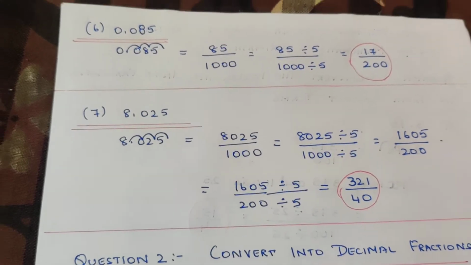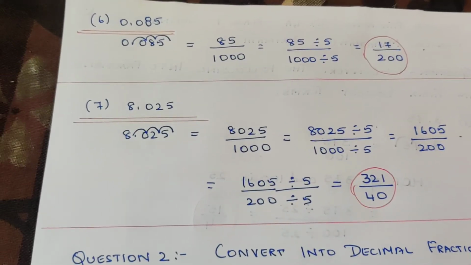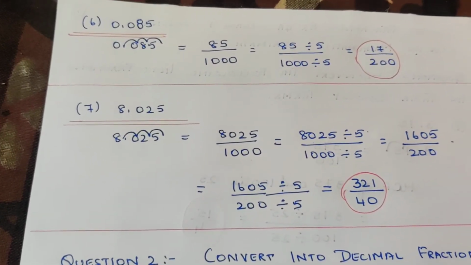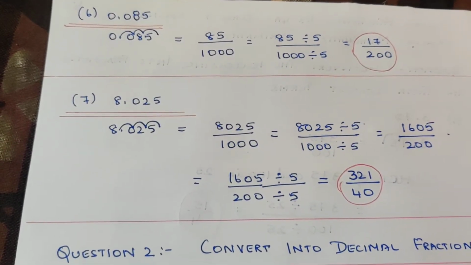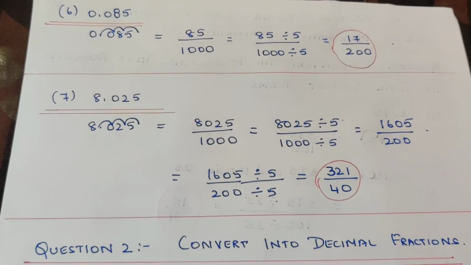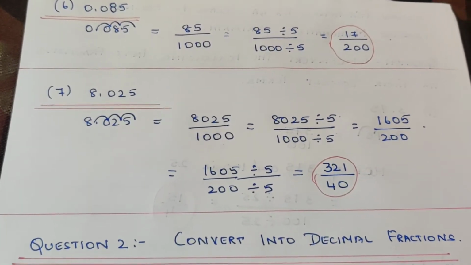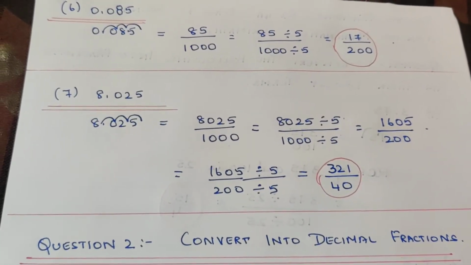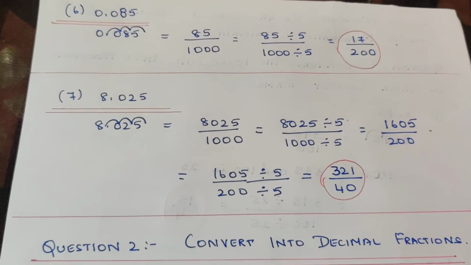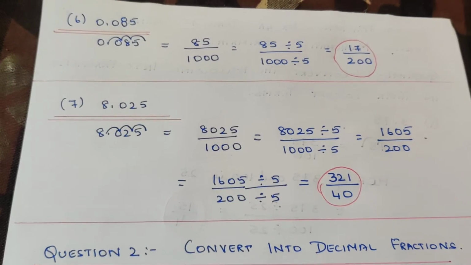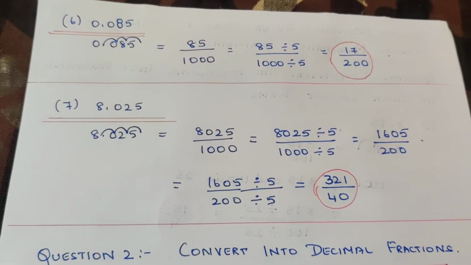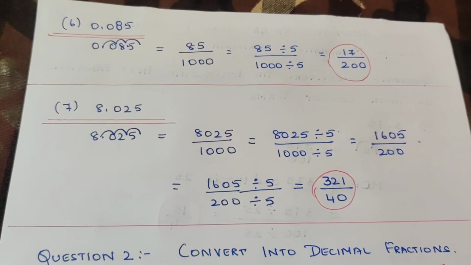Next one, 8.025. That is 3 digits after the decimal point. It becomes 8025 by 1000. 8025 divided by 5, 1000 divided by 5, you get 1605 by 200. Again you can divide this by 5 to get it to the lowest term. So it becomes 1605 divided by 5 by 200 divided by 5. That is equal to 321 by 40.